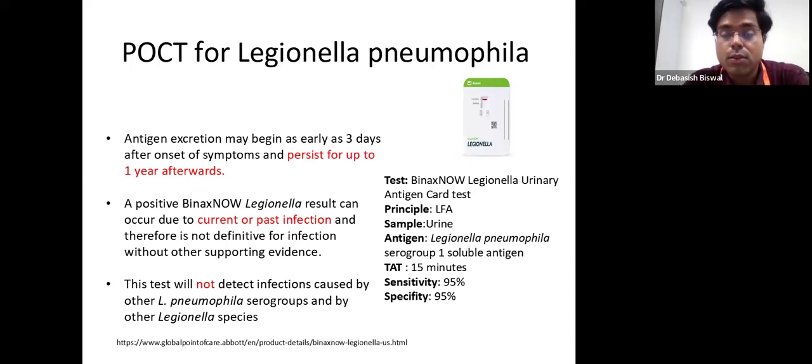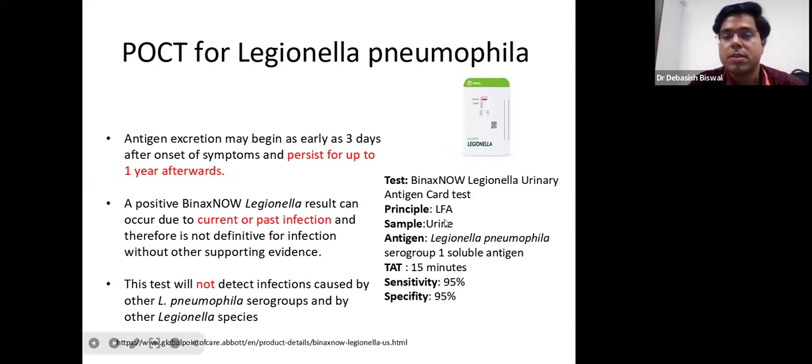Then there is also an RDT for a special bacterial pathogen known as Legionella pneumophila. For this antigen of Legionella pneumophila, excretion begins as early as 3 days after onset of symptoms, and it can persist up to 1 year afterwards. There is a company, Binax Now, which has an RDT available for detecting Legionella, but this particular RDT cannot detect infections by other serogroups of Legionella pneumophila.